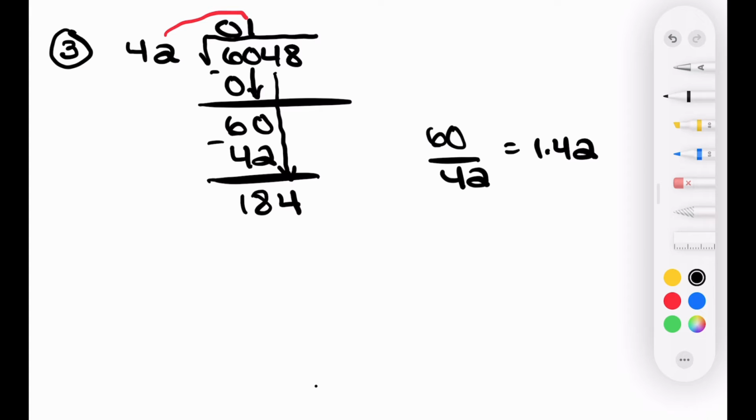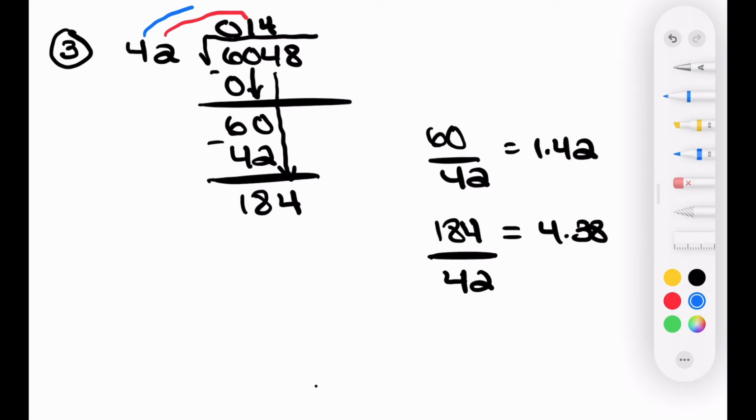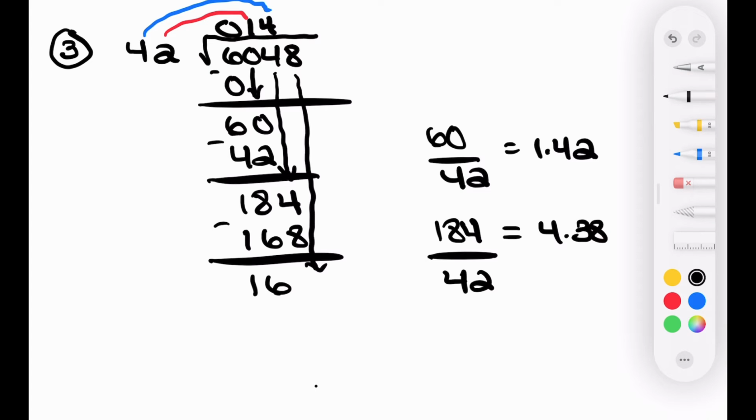And then we have to go back to step 1 and divide. 184 divided by 42. That's going to give us 4.38. We're going to write 4 up here. Then we have to multiply 42 times our 4. 42 times 4 is just going to give us 168. Then we got to subtract the 2. When we subtract the 2, we're going to get 16. Then we got to lower our digit here. So our last digit, which is 8.